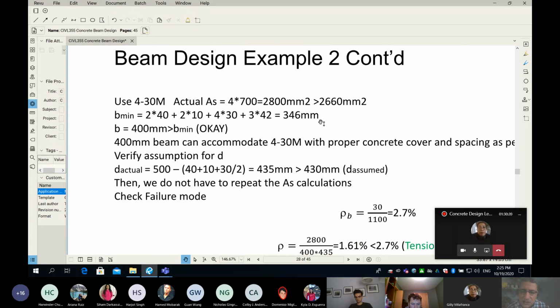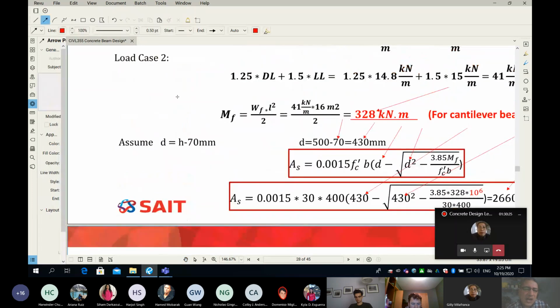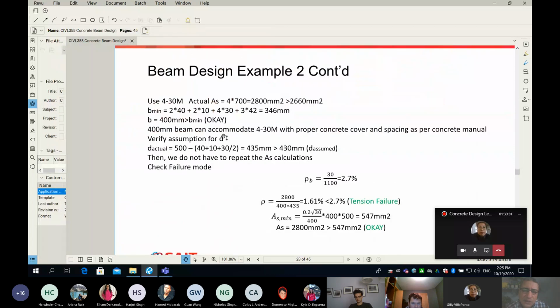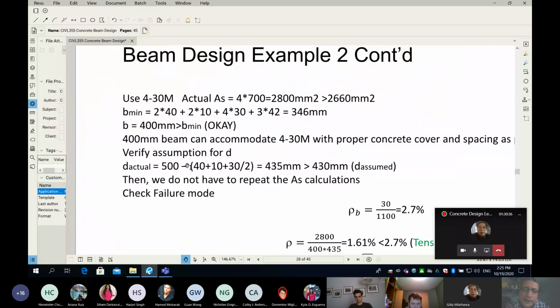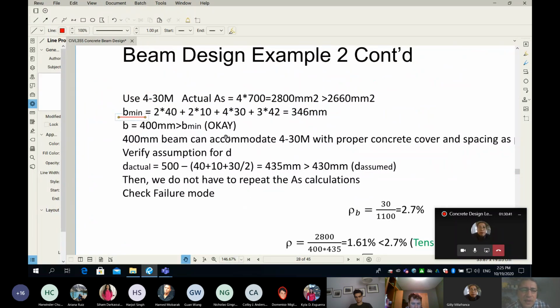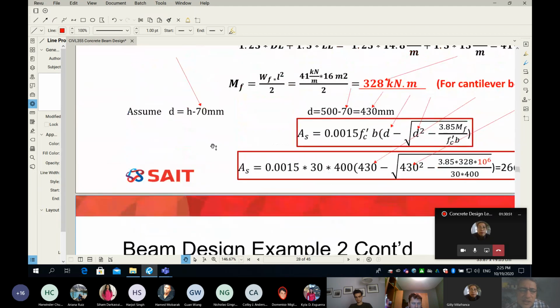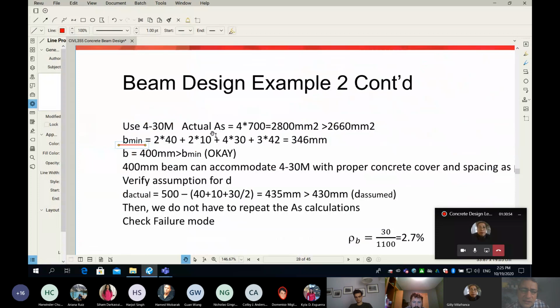Okay, guys, you remember there was an assumption made. Where was the assumption? The assumption is here. We need to make sure that this assumption is holding before we finalize our design. How do we do it? We go ahead and find B minimum, the minimum width of the beam to accommodate all those bars in one layer, because one layer versus two layers makes a huge difference in this 70. So again, we found out if it's one layer, let's do it.